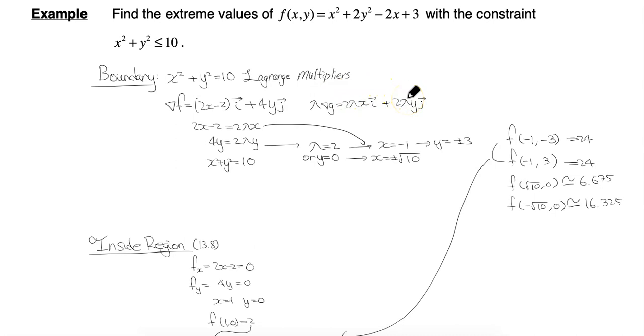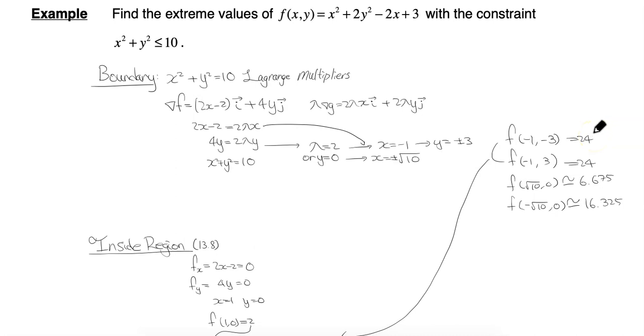So we get a system of three equations, again in three variables, by identifying the components. 2x minus 2 equals 2 lambda x, 4y equals 2 lambda y, and x squared plus y squared equals 10. So from here, it's just solving a system of equations. It's not particularly hard. You find a bunch of solutions, and we're going to plug in all of them in the function to see the best one.